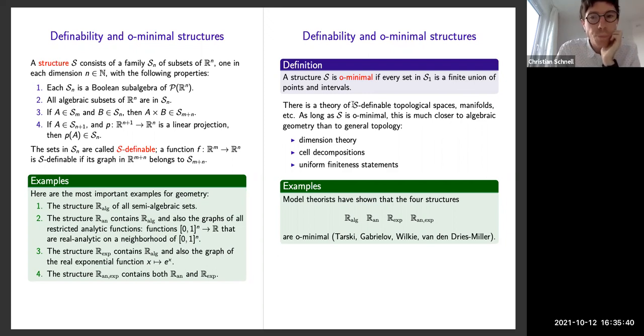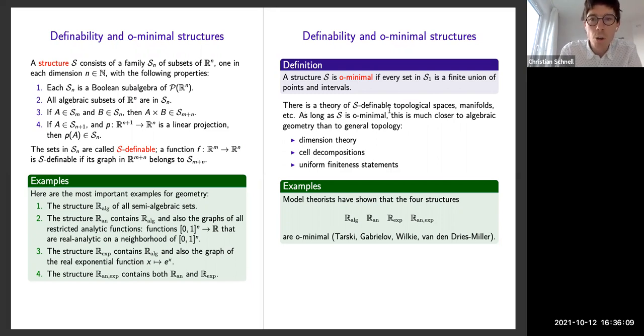So first of all, you can develop a theory of, for example, definable topological spaces, right? That would be a topological space where you want to have a finite cover by open sets that are homeomorphic to subsets in R to the n. And then on the intersections, you want the transition functions to be definable in the sense of your structure S. You can do definable manifolds, definable complex spaces, etc., all of these things.